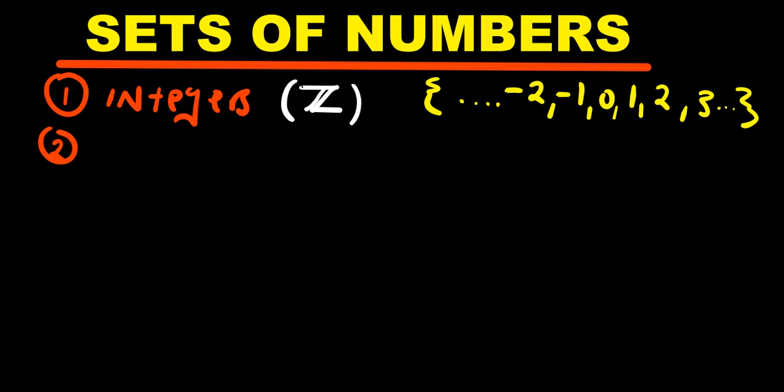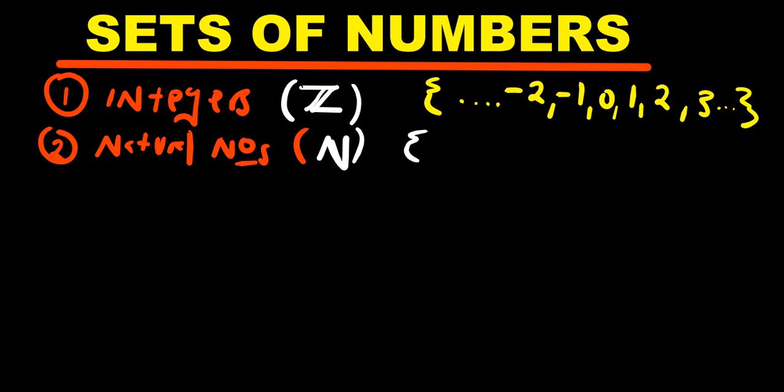Then another set that you need to understand is the set of what we call natural numbers. Now, natural numbers are counting numbers. So the symbol that you're going to use is a capital N, and it looks like that. Okay, so we're talking about counting numbers, like 1, 2, 3, and you're going like that. So those will be natural numbers.